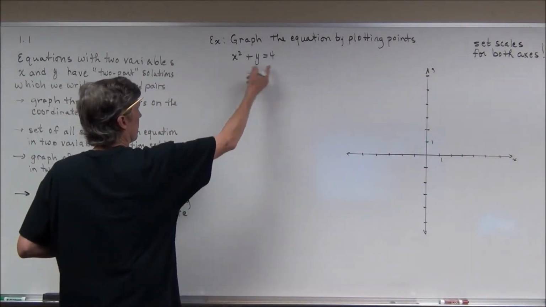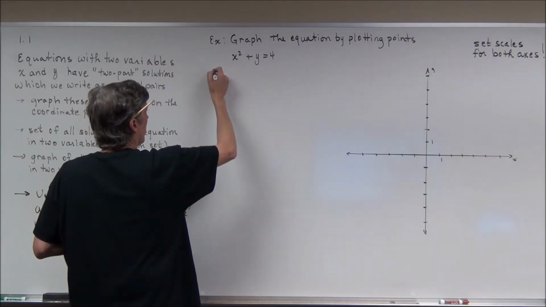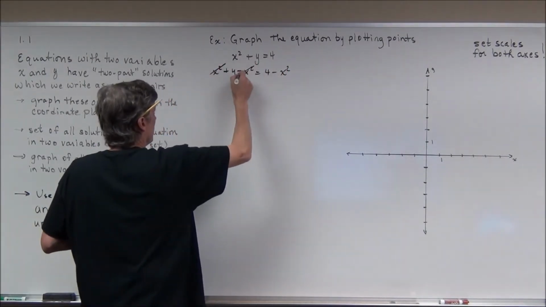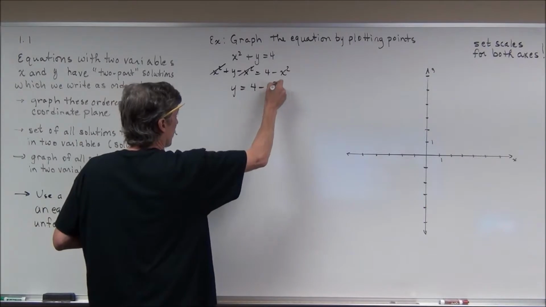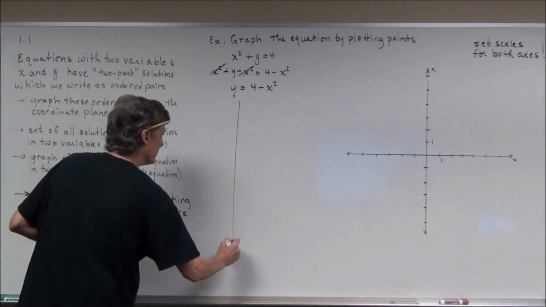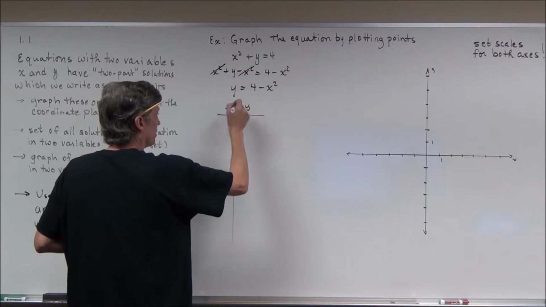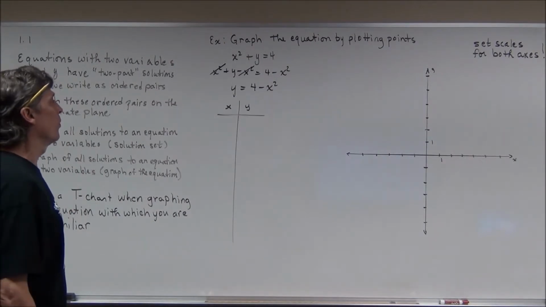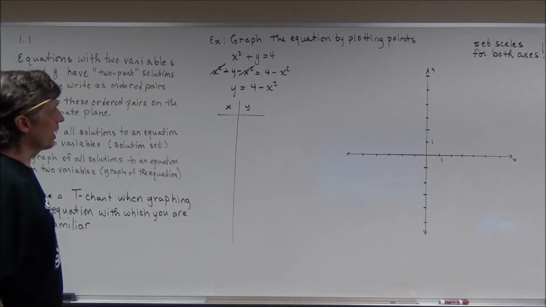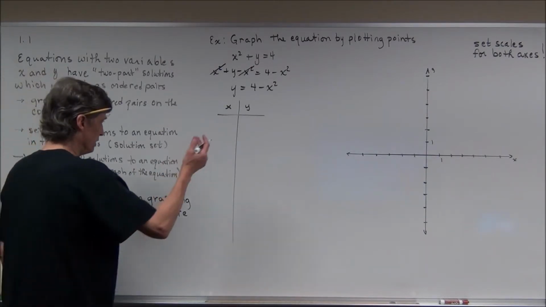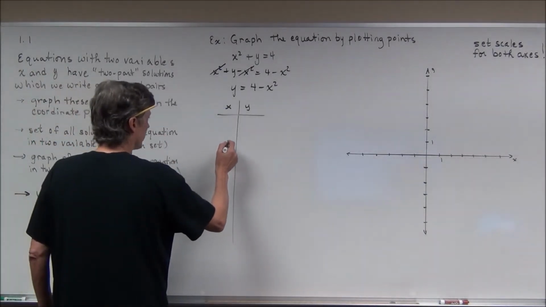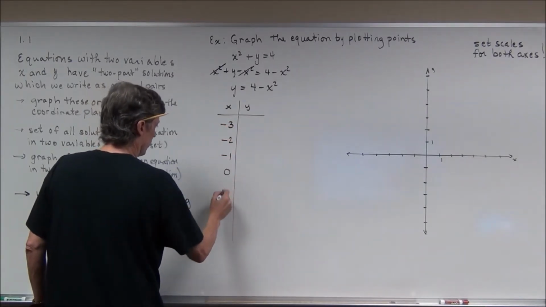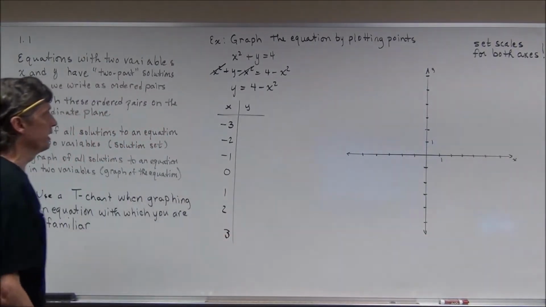I'm going to create a t-chart, but before I do, I'm going to isolate the y. I'm going to subtract x squared from both sides, and I have y is equal to 4 minus x squared. I find this is a little bit simpler if I can isolate one of the variables when I create the t-chart. You can see why it's called a t-chart. I'm going to plot a few points here. I wouldn't start with points like -10 or 15. I would pick values around 0. So just for convenience, I'll plug in -3, -2, -1, 0, 1, 2, and 3. That should be plenty to get a pattern here.